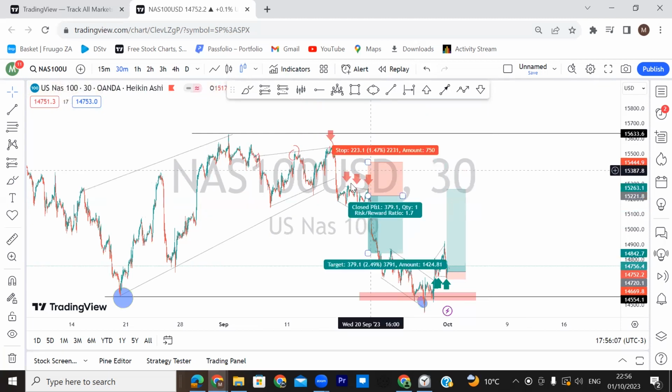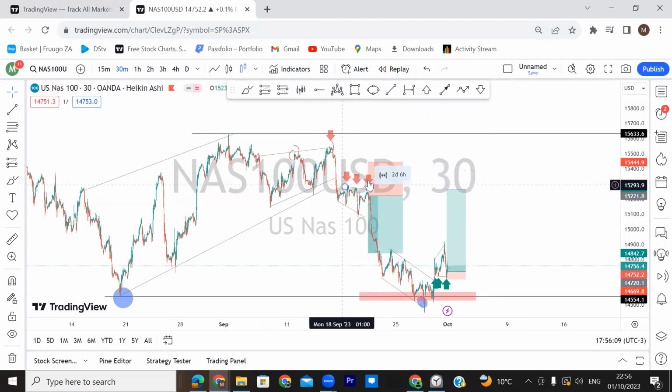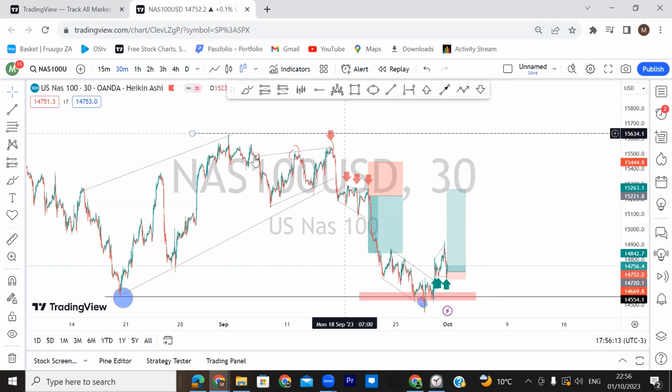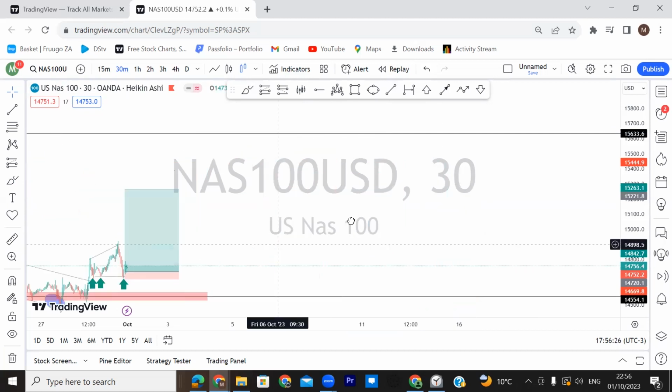As you can see, this previous setup here also had 3 touches, third touch being the highest probability, as well as this one marked by these drawings. First, second, third, marked by the arrow. Third touch, highest probability. So that is very key in terms of your entries.